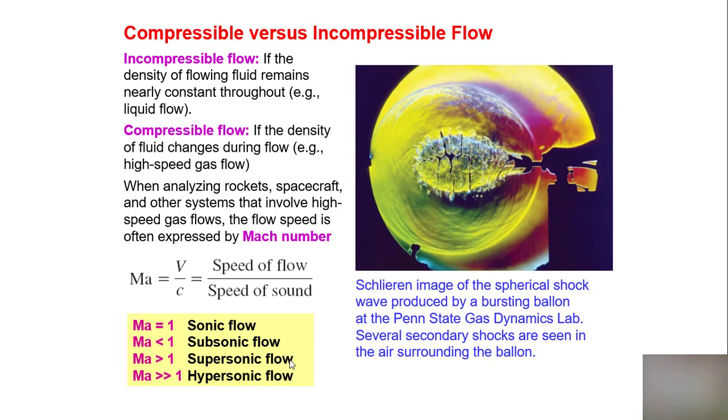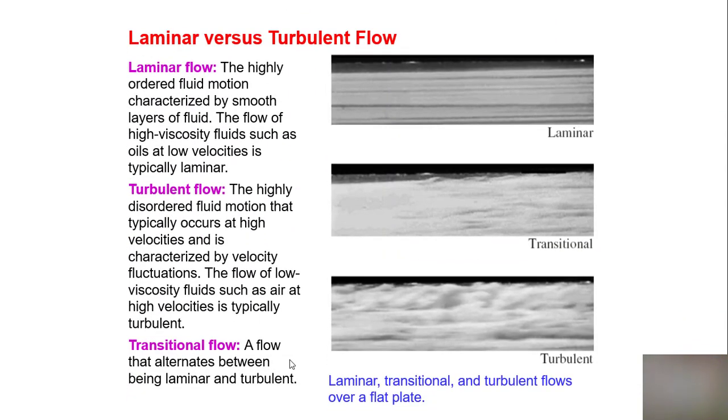But in this course, we'll mainly concentrate on subsonic flows, and specifically those with Mach number less than 0.3. Why 0.3? Because any flow with a Mach number less than 0.3 is treated as incompressible flow. So we are going to deal with incompressible, subsonic flows, with Mach number less than 0.3.